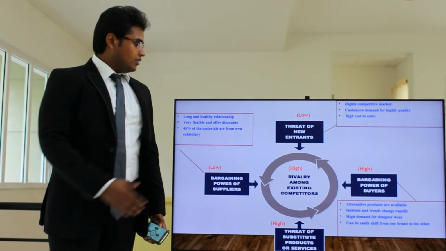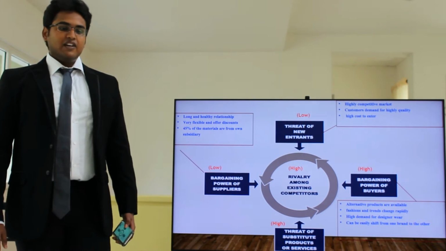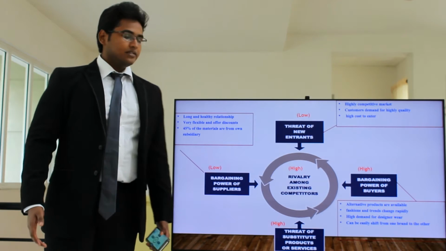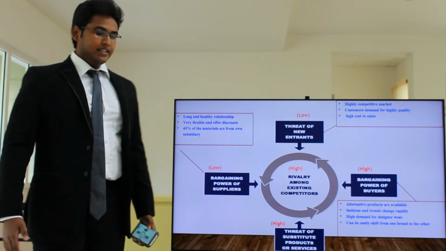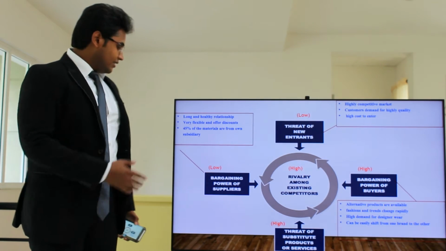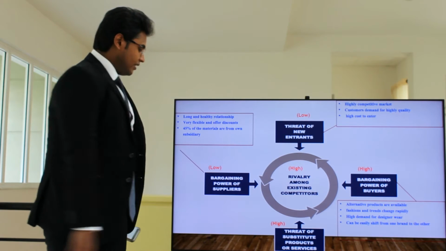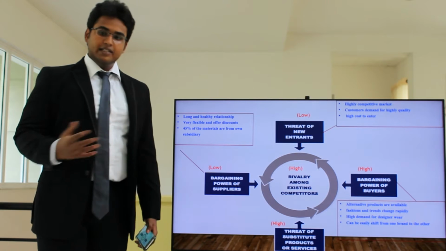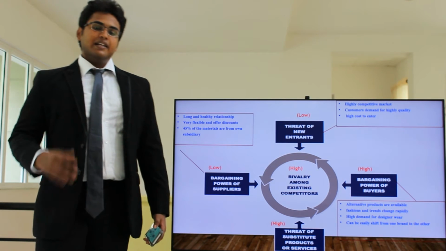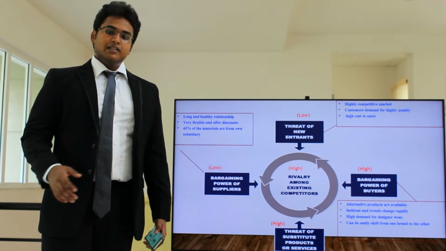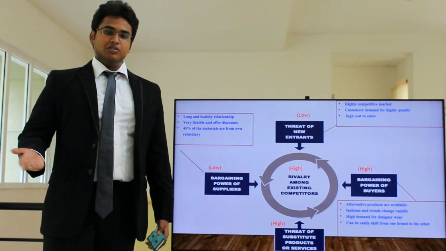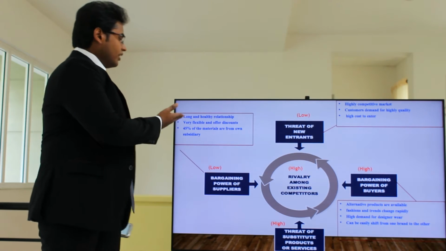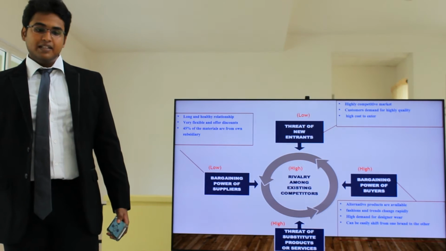Moving on to Porter's five forces analysis. Due to the time constraints, I will talk about only three. Talk about the bargaining power of suppliers. Bargaining power of suppliers is really low. Since Brandix owns their own supplier, they do not have much to bargain for. So they have a long and healthy relationship with the suppliers.